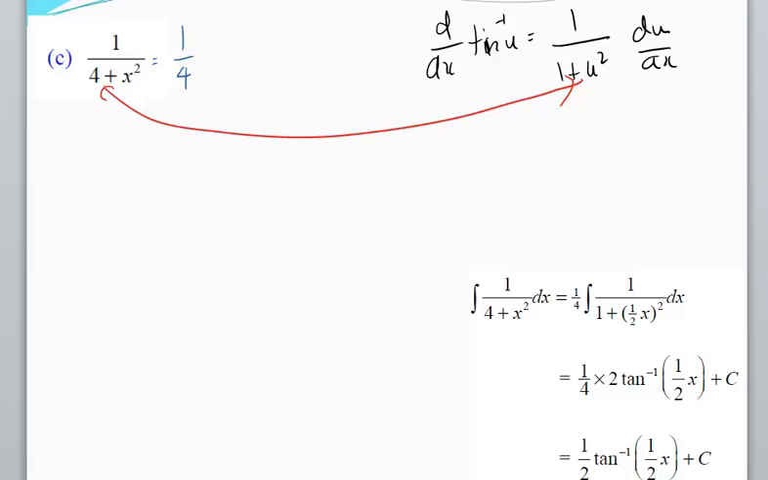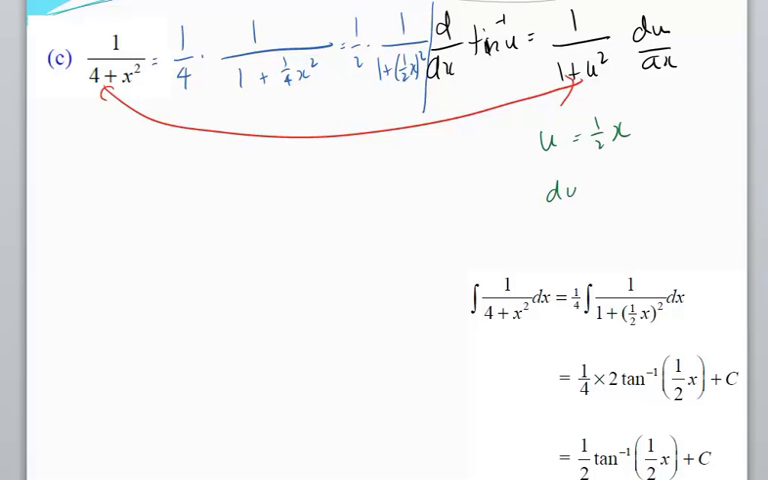So it's a quarter times, so our 1 stays the same, and here it's going to be 1 plus a quarter x squared. The square root of a quarter will give us a half, so a half squared gives us a quarter. So this one will become a quarter times 1 on 1 plus (a half x) all squared. There. So now we've got our u. u is equal to a half x.